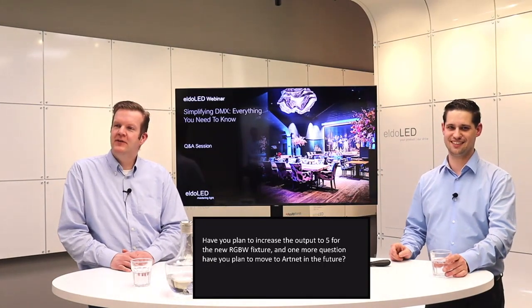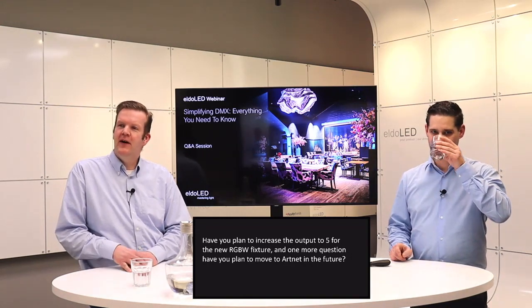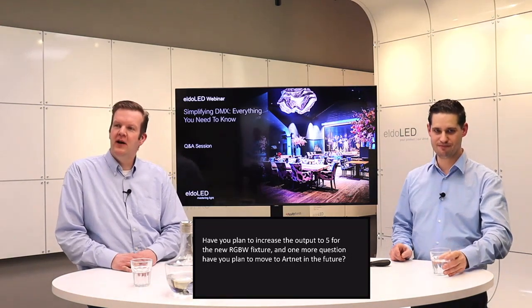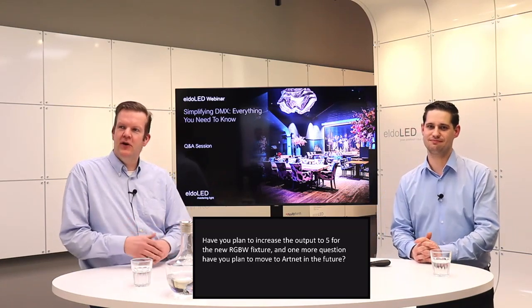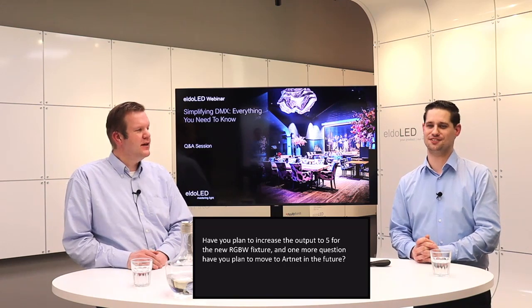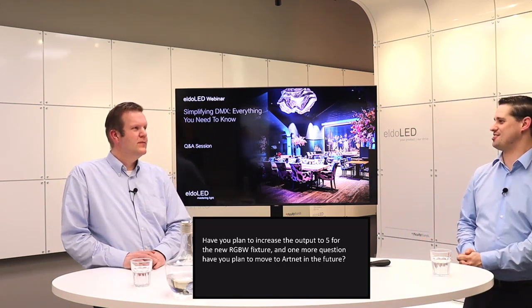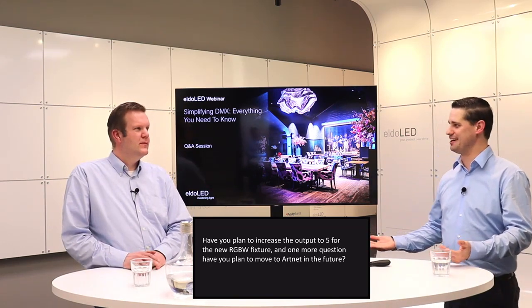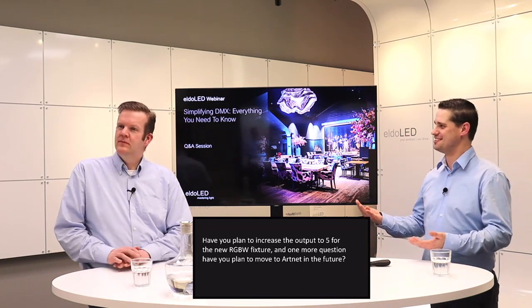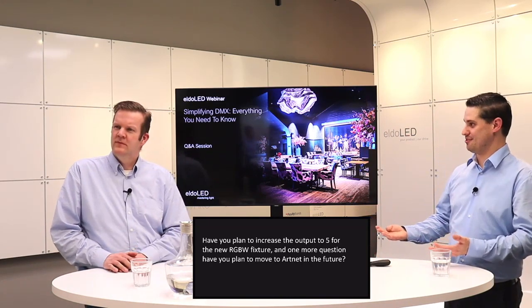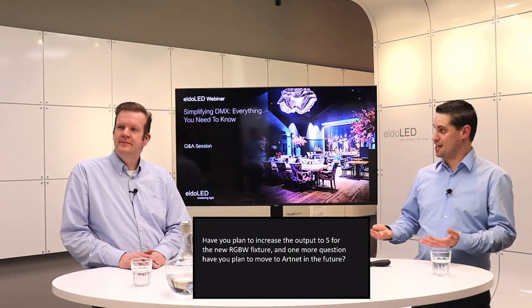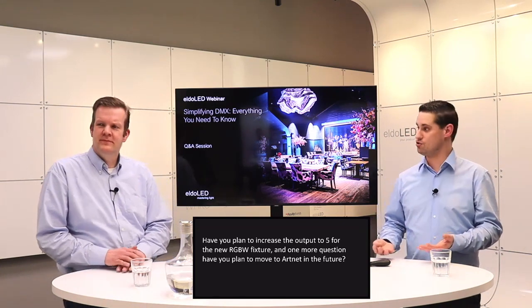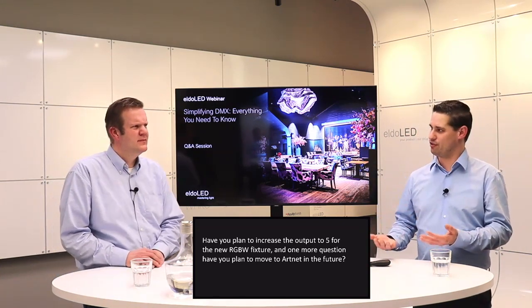Do you have a plan to increase the output to 5 or more channels for new RGB double fixture, or are there any more plans to go to ArcNet in the future instead of DMX? Well, it's actually a very funny question, because if you develop an RGBW luminaire, you only need 4 channels. I mean, an RGBW amber, for example, requires 5 channels. But it might be the case that people are referring to the fact that you want to use a master DIM, but I think they're referring to the fact that you need a 5th output.